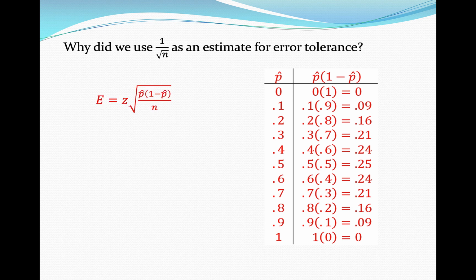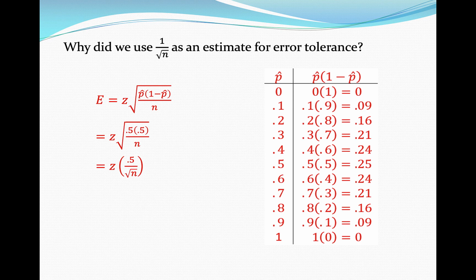So if we think about that in the context of our error tolerance formula, this is the error tolerance formula that we use for a proportion. Then what we can do is consider a maximum amount of variability. We just said a maximum amount of variability is 0.5 times 0.5, when p hat is 0.5. Well, 0.5 times 0.5 can also be written as just 0.5 squared. So when you take the square root of 0.5 squared, the square root and the square just go away, and you're just left with 0.5. So the numerator becomes 0.5, and the denominator, we still have the square root, so we get 0.5 over square root of n.